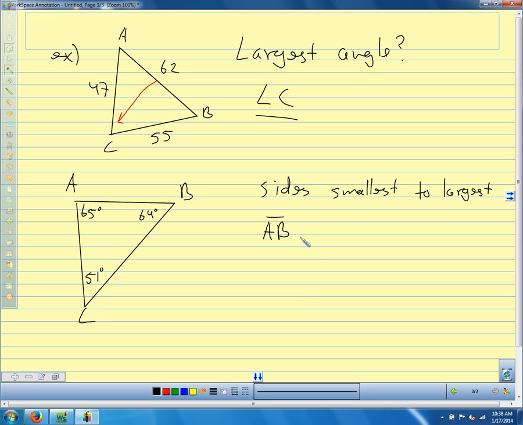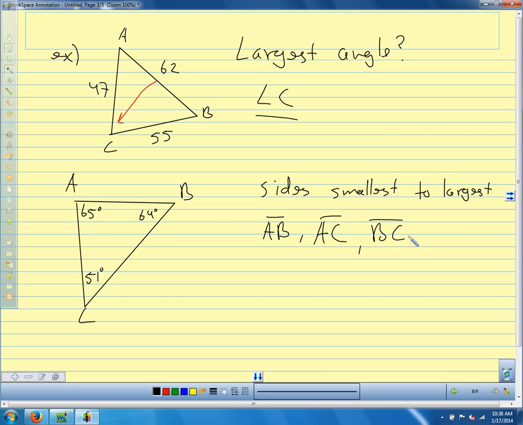What's going to be the next one? AC. This is the medium-sized angle, so the medium-sized side is going to be across from that. It's going to be AC. And that leaves our largest side, which is across from the largest angle. That's going to be BC. So pretty easy idea, right? Large side across from the large angle. Small side across from the small angle.